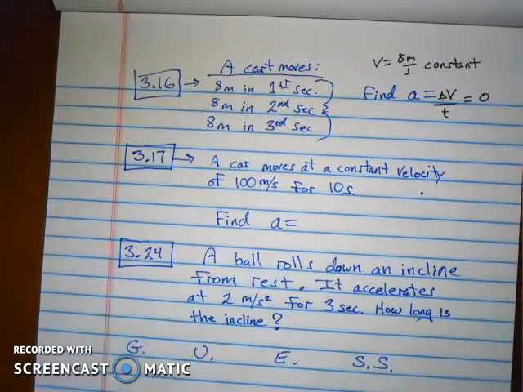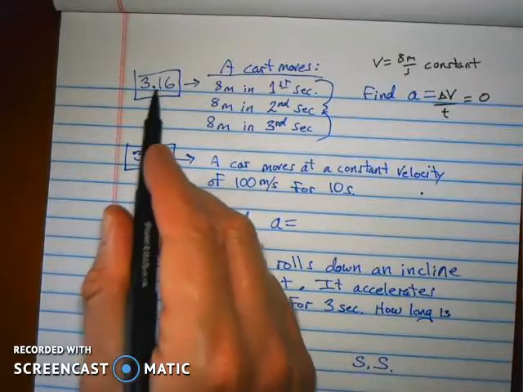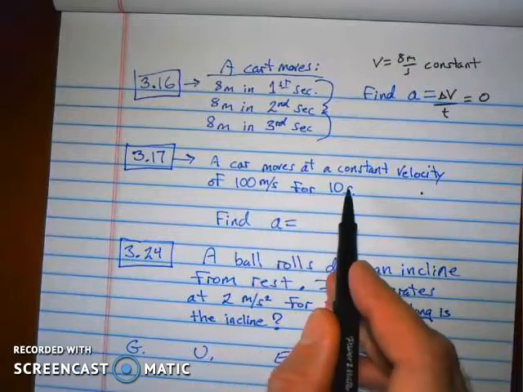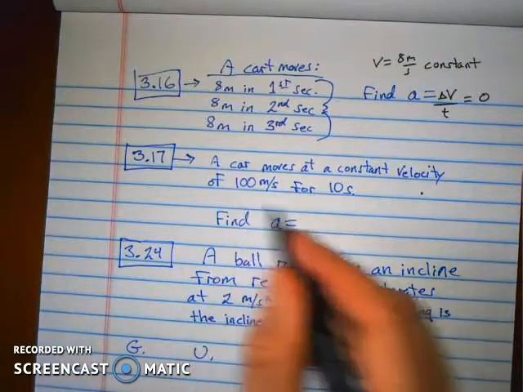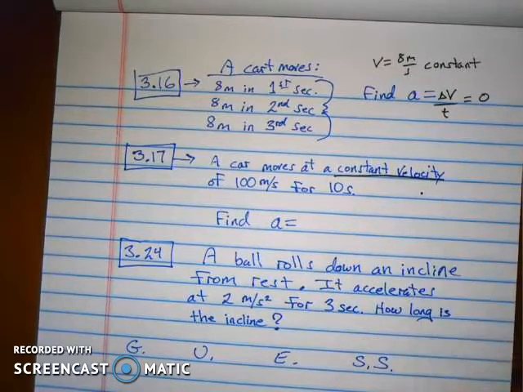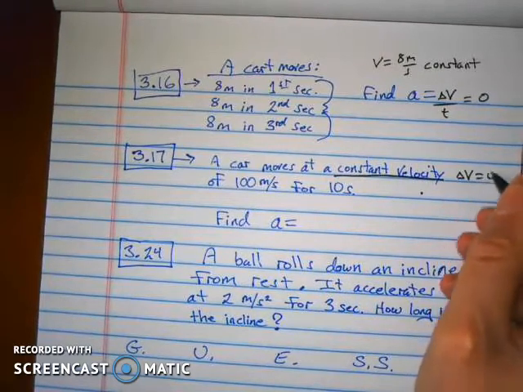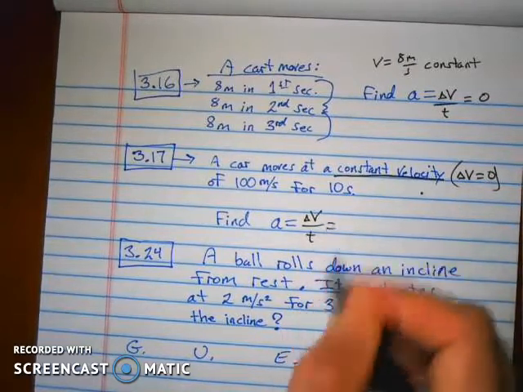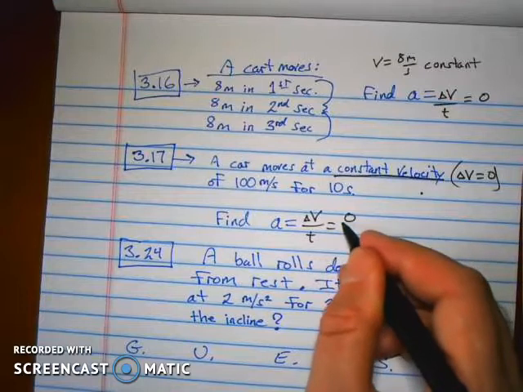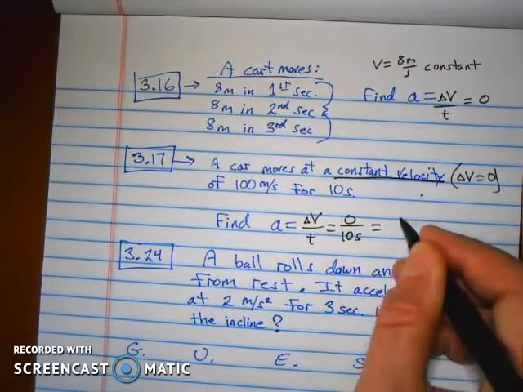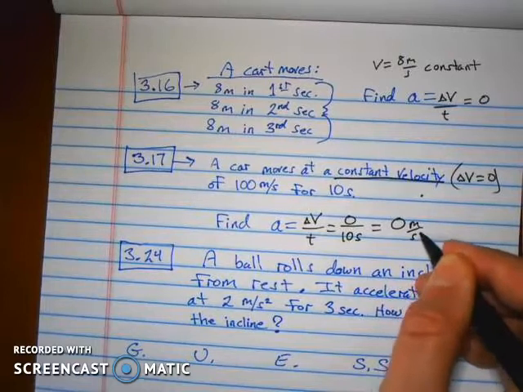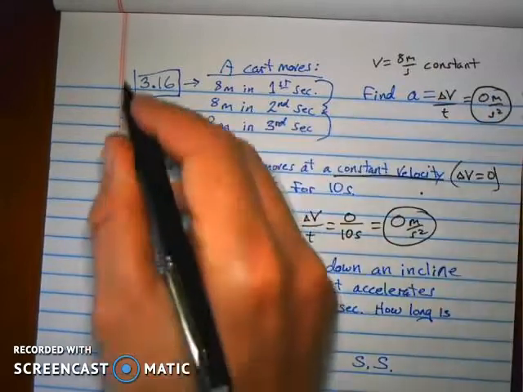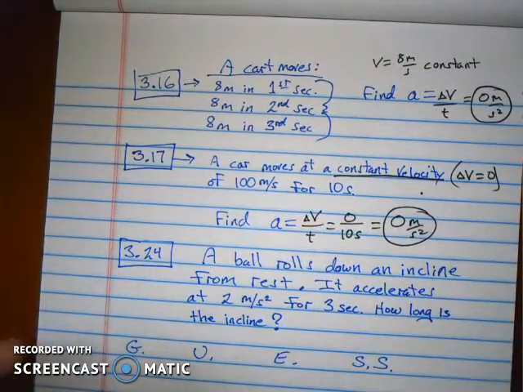The second problem was very similar. A car, that was problem 3.16. 3.17, a car moves at a constant velocity of 100 meters per second for 10 seconds. Find the acceleration. Once again, anytime you have a constant velocity, that means the change in velocity is 0. And if there's no change in velocity, then by definition, your change in velocity is 0 for a period of 10 seconds. That's still 0 meters per second squared. You have 0 acceleration, just like you did in the previous problem. These 2 conceptual problems caused a lot of difficulty.